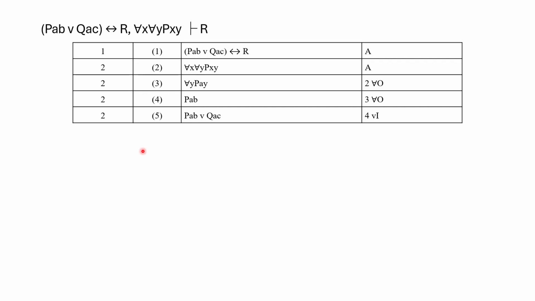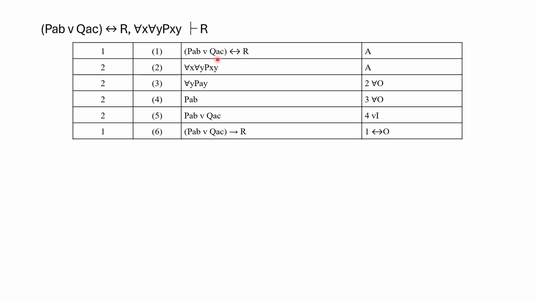going to need, and then we can use our double arrow out rule here on line 1 to get this statement. Now we have the antecedent to this conditional, so we can just derive R from 5 and 6 arrow out. And so what number does 5 have next to it? 2. What number does 6 have next to it? 1. So we get 1 and 2.